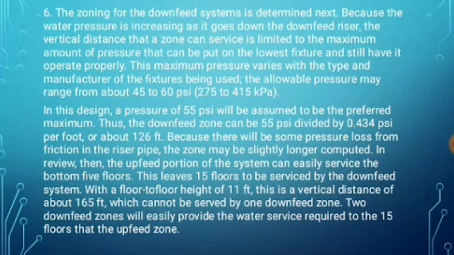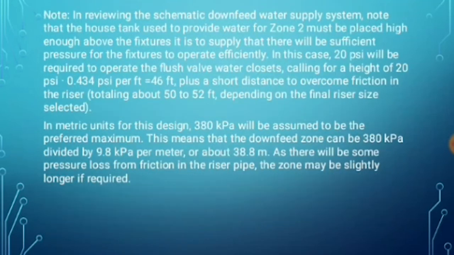In review, then, the upfeed portion of the system can easily service the bottom 5 floors. This leaves 15 floors to be serviced by the downfeed system. With a floor-to-floor height of 11 feet, this is a vertical distance of about 165 feet, which cannot be served by one downfeed zone. Two downfeed zones will easily provide the water service required to the 15 floors above the upfeed zone.